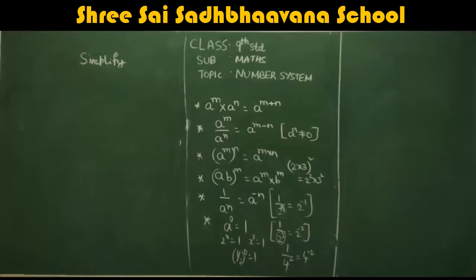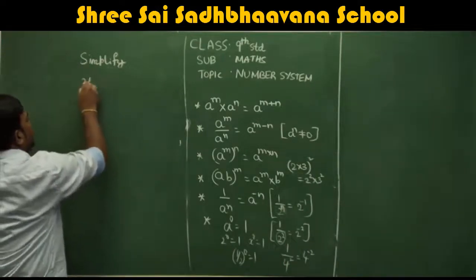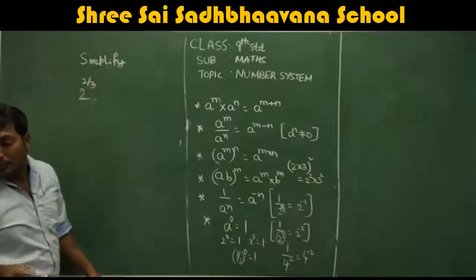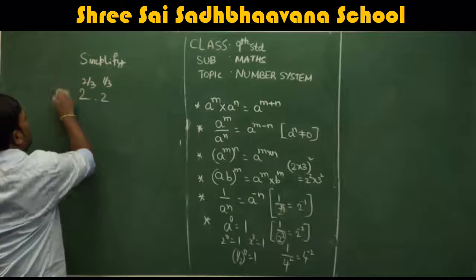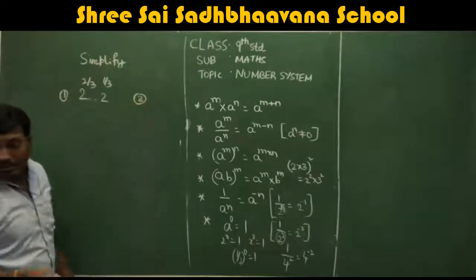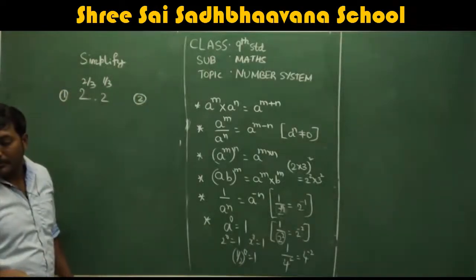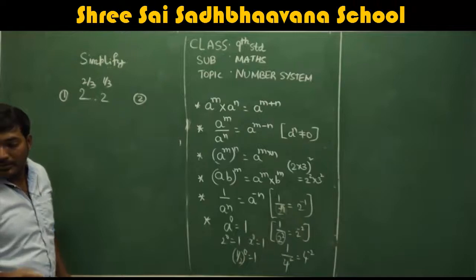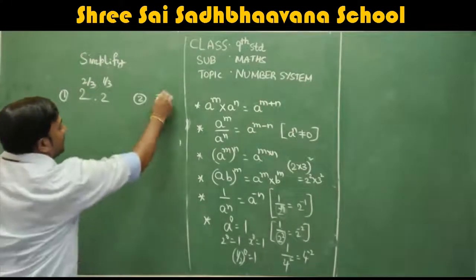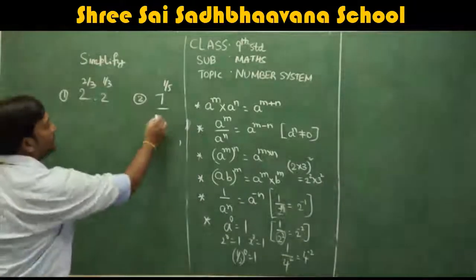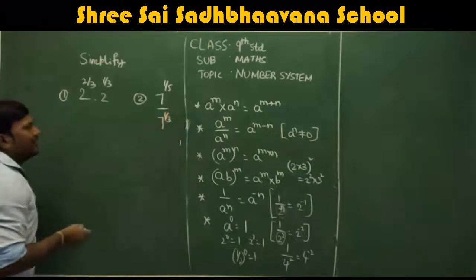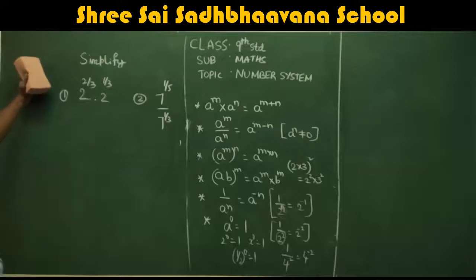The sums are 2 power 2 by 3 into 2 power 1 by 3. This is the first sum. Okay, let me go with another one: 7 power 1 by 5 divided by 7 power 1 by 3. See, guys, these again come under the formula. So it is nothing different here.